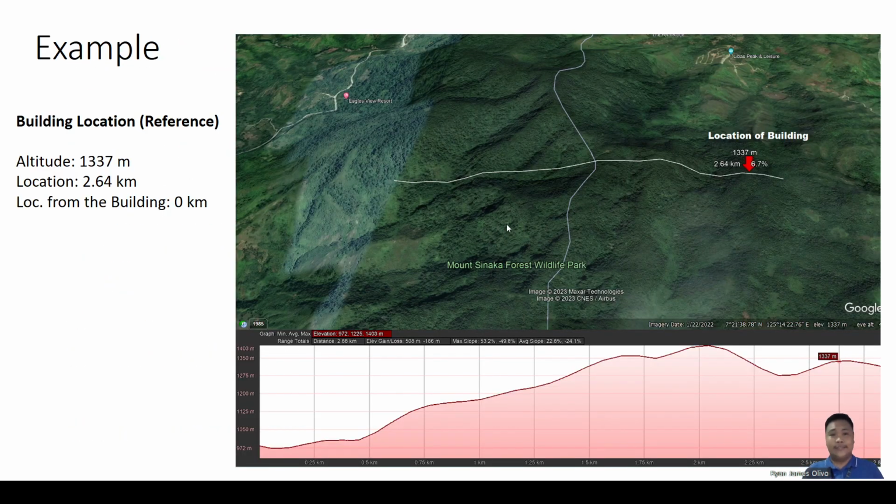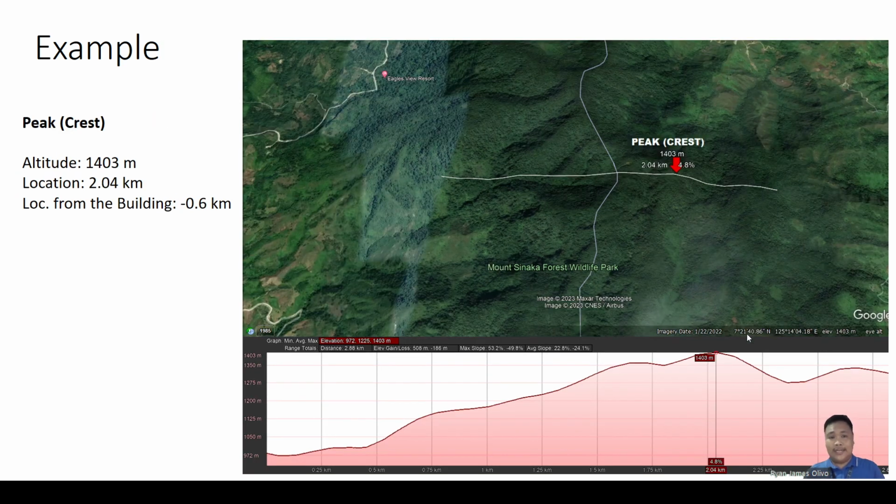So let's try an example here. We have an example where the location of the building is at 1,337 meters. If we make this a reference, this is from 0. This is the start of our distancing. As you can see, I use Google Earth and it considers 2.64 kilometers from this part. So the building location is at an altitude of 1,337. The crest is here, it's 1,403. Then the distance from the location of the building to the crest is 600 meters. I think this is near, this is still near for this one. But let's try to consider it for academic purposes only.